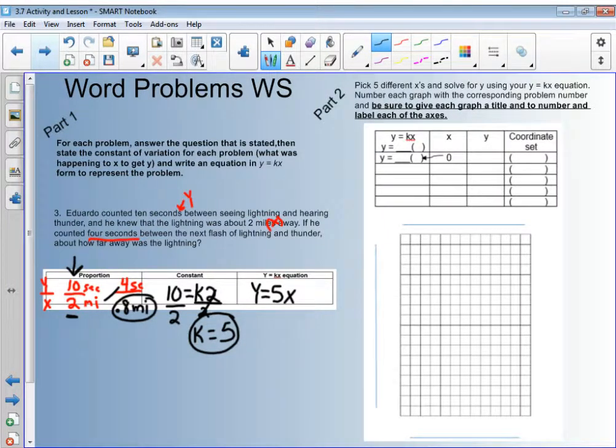So now if I wanted to substitute in and figure out if I said it was 20 seconds away, I could substitute in 20 here, where y is, because that was my seconds, so 20 equals 5x, and then I could divide by 5, and find out that it's actually 4 miles away. Okay, so that's kind of where we would go through and do that.